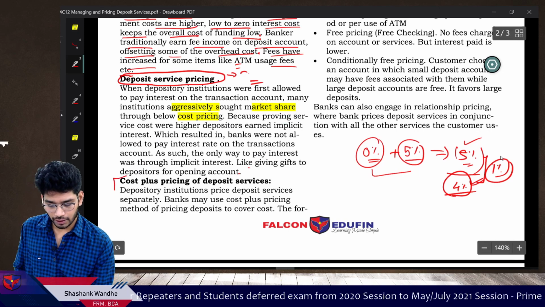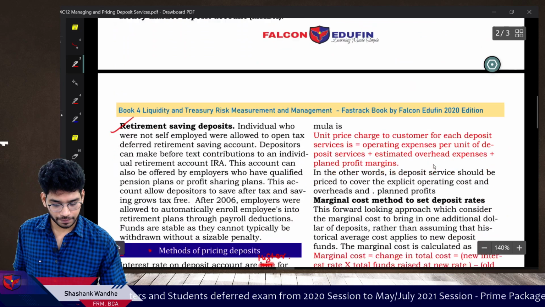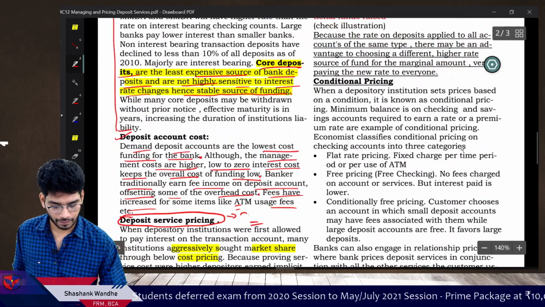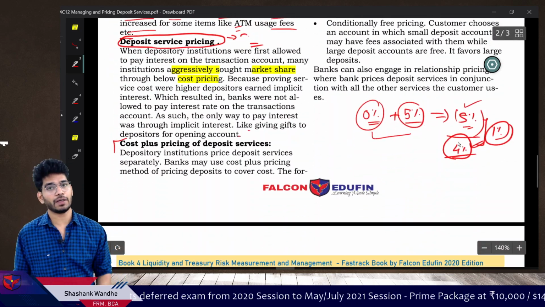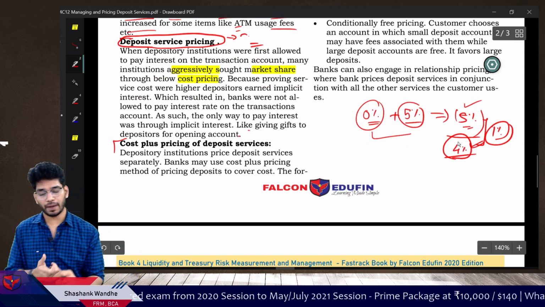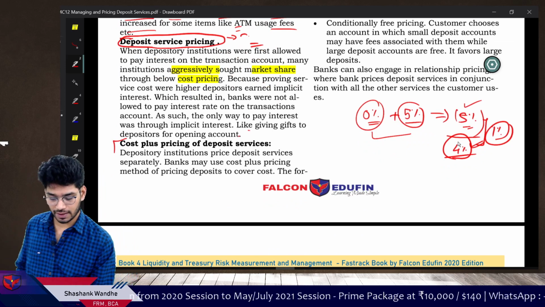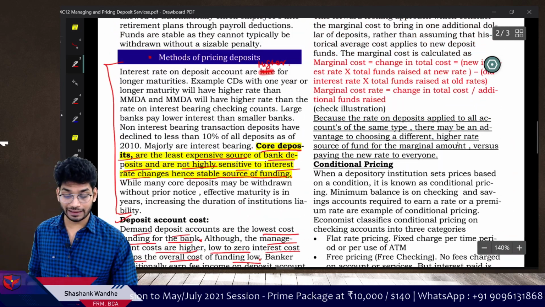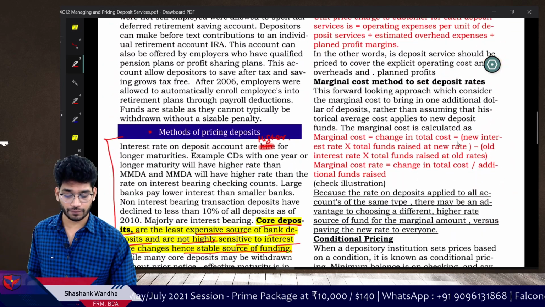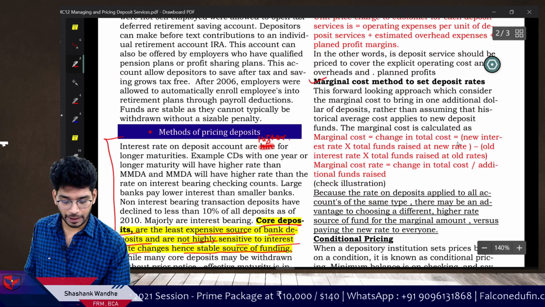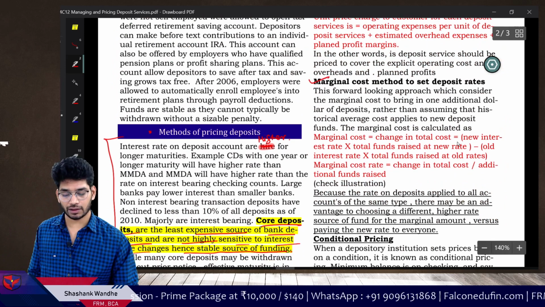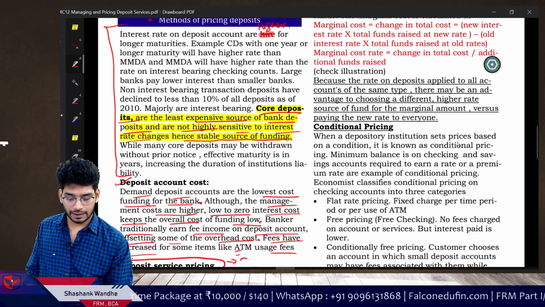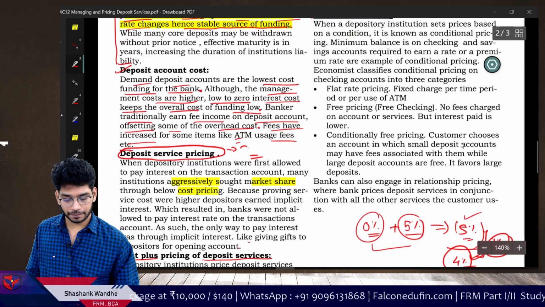Now, this is our important discussion. Here we have different pricing methods. How to price these deposit services? First is the cost plus pricing of deposit services. You will read the details, and I will give you the explanation with an illustration. Then the marginal cost method to set deposit rates, then conditional pricing.